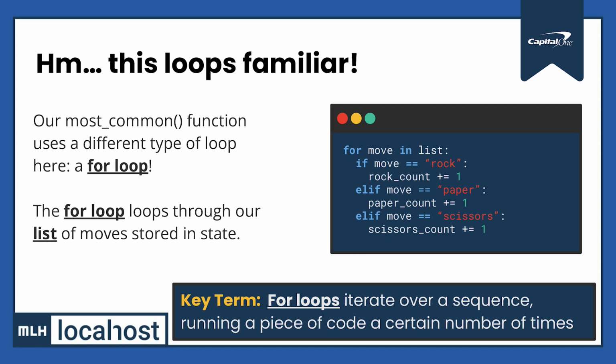Now, I showed you it earlier, but I do just want to point out a bit of our most common function, because we actually use a different type of loop to the one we saw earlier, a for loop. A for loop loops through our list of moves stored in state. Now, for loops iterate over a sequence. They run a piece of code a certain number of times. They let you do something a specific amount of times. So in our case, for each move in our list, it will run this code once.